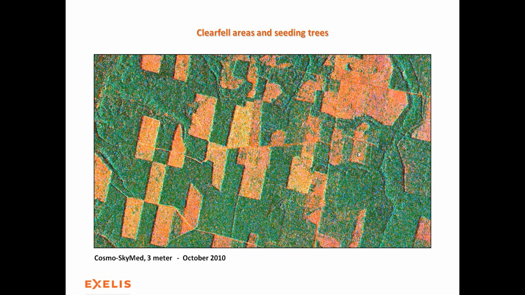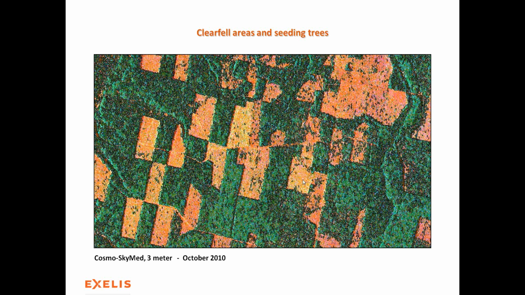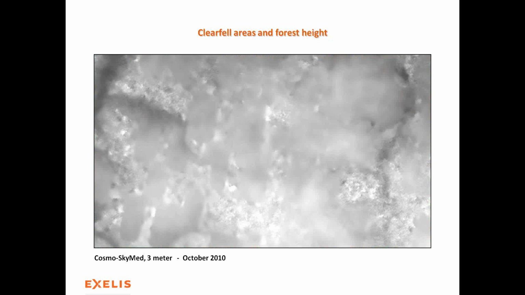Using Cosmos SkyMed data at 3 metre resolution, you can delineate the seed trees inside the clear-cut areas. You can take this information and do a volumetric calculation on this to determine the percentage of seed trees in a clear cut. And this is an example of the same image with segmentation applied, highlighting the seed trees.